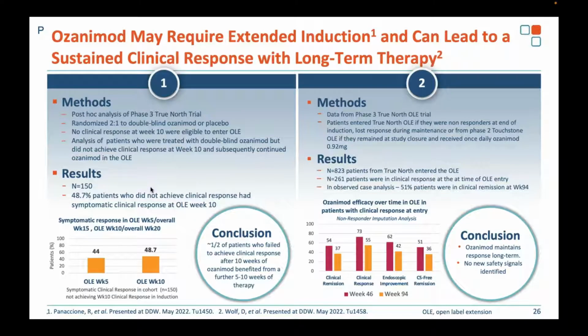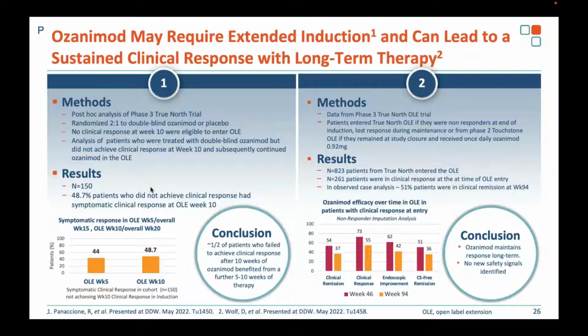And then I think the final ozanimod abstracts we're going to show you are these two here. One is about extended induction, and again, this is a trial design thing. We've seen this before with several drugs in the past. As you will remember, in induction studies, you will get drug or placebo. If you don't respond to drug, many of the studies nowadays allow you to go onto a second course, if you like, of the induction period of the drug.